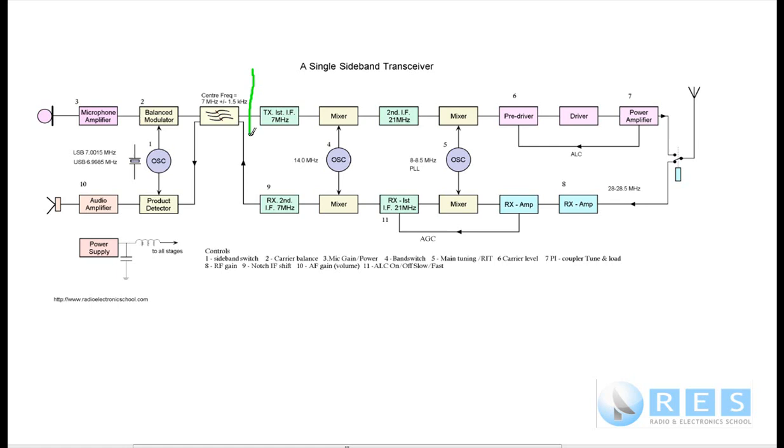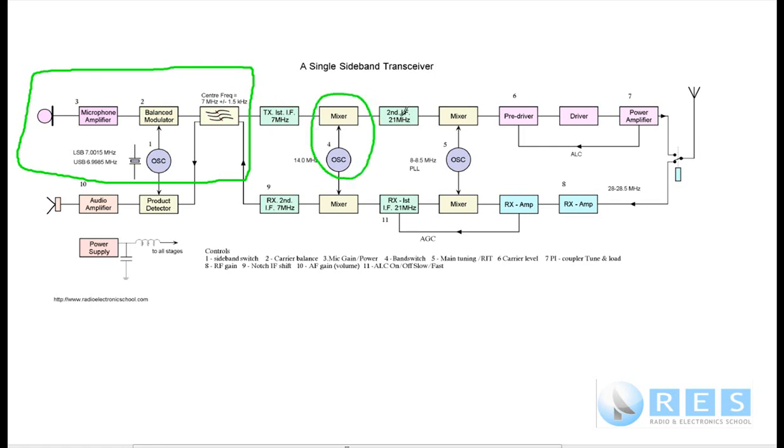I'll just do this again. This is where we manufacture our single sideband signal for transmission. And this is all done at very low power levels. These 4 stages here operate in the milliwatt area. Microphone amplifier, balance modulator, along with the carrier. The balance modulator suppresses the carrier and gives us double sideband, and the crystal filter, the bandpass filter, passes one of those sidebands.